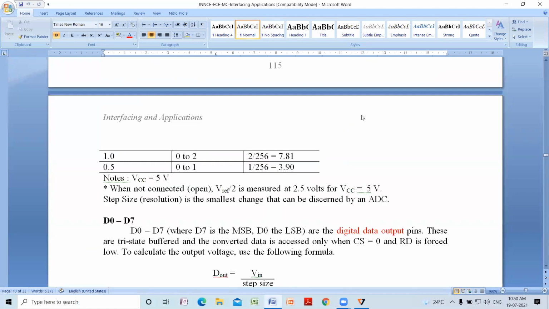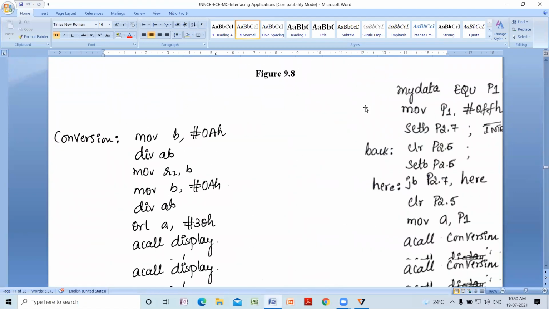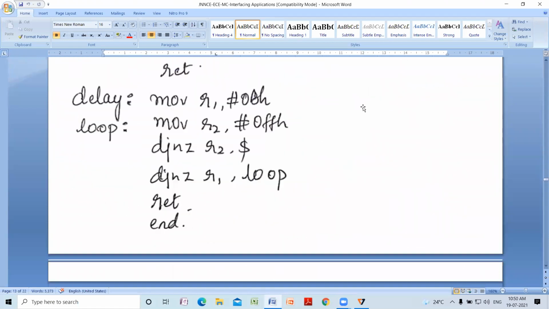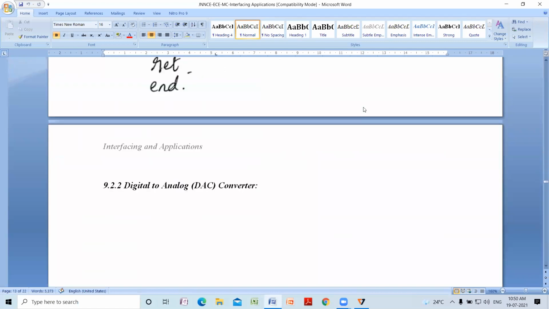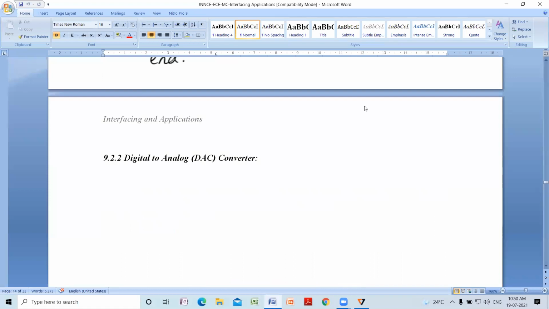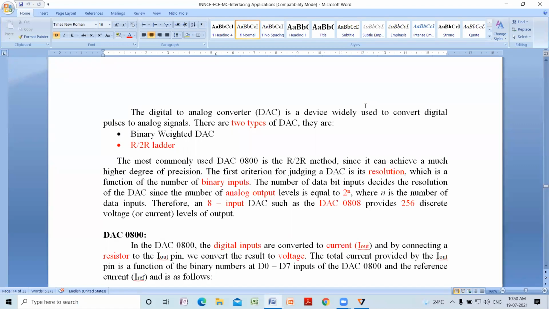So in the last class, we had seen ADC interfacing, and you have understood the program also. In today's class, let us see digital to analog converter, DAC. The digital to analog converter is a device which is used to convert a digital pulse into an analog signal.